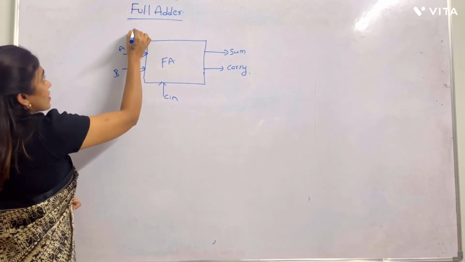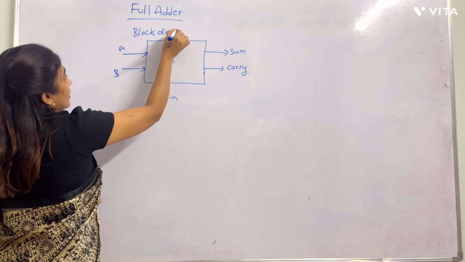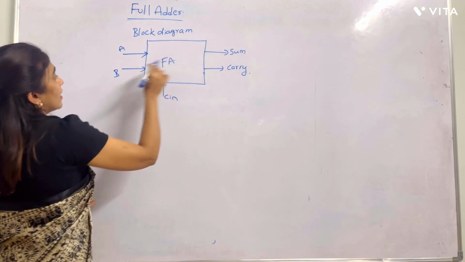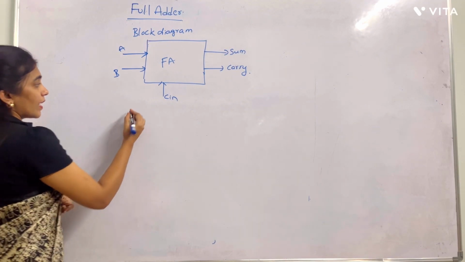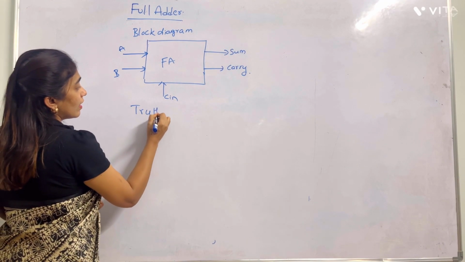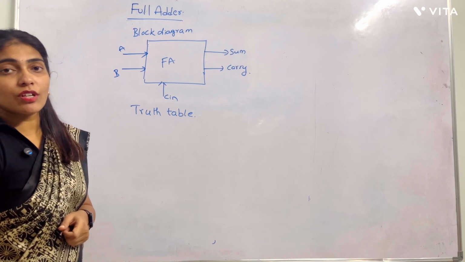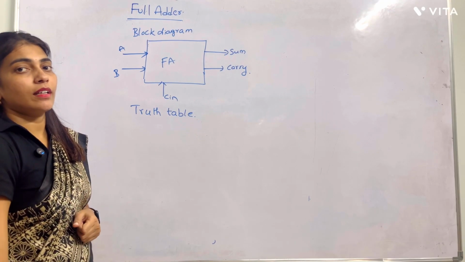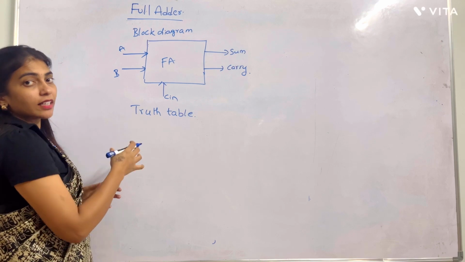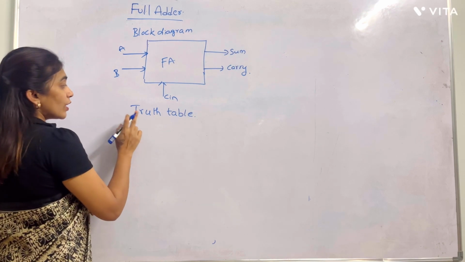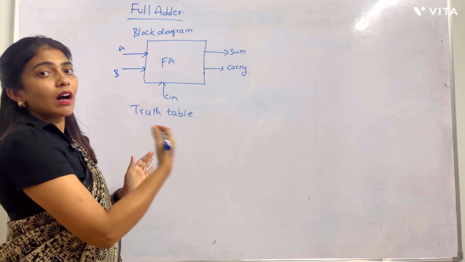So the first step is the block diagram. The full adder has three inputs and two outputs. Next, we have to find the logic equation for sum and the logic equation for carry, right? For that purpose we are taking the truth table. In the truth table we have to take the input columns as well as the output columns.